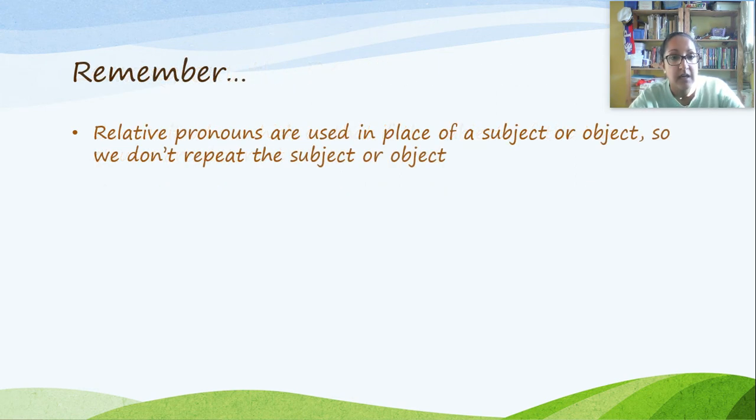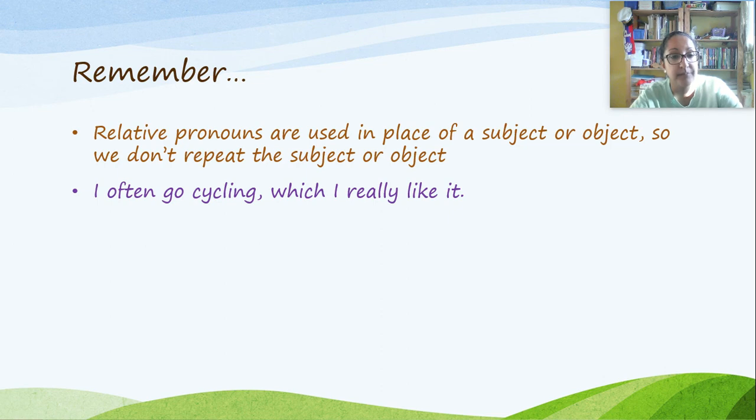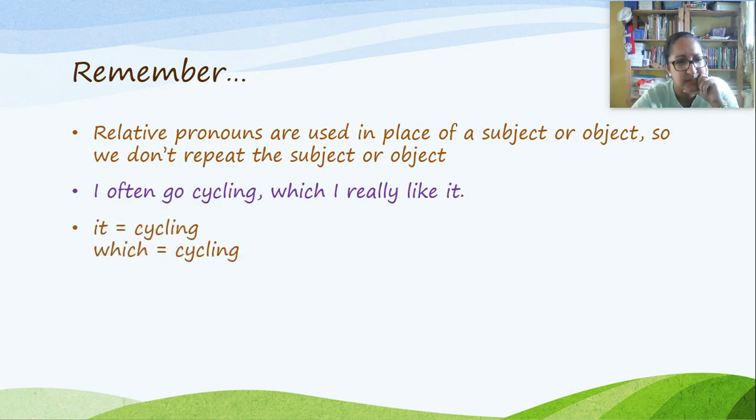Okay. Now, a couple of last things to remember. Relative pronouns are used in place of a subject or an object, just like normal pronouns are. So we don't repeat the subject or the object. Okay. For example, I often go cycling, which I really like it. That doesn't seem right, does it?